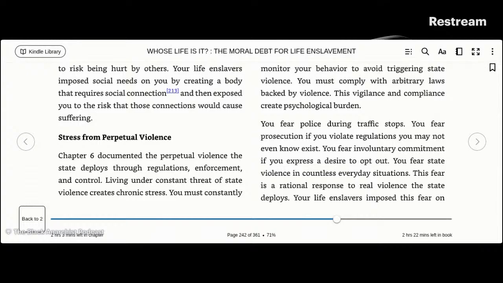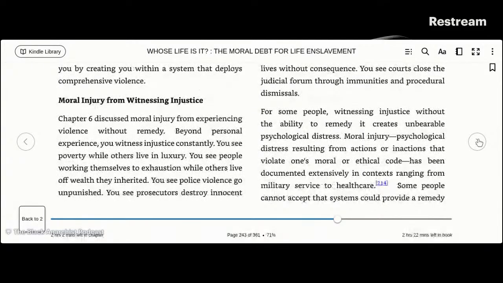You fear police during traffic stops. You fear prosecution if you violate regulations you may not even know exist. You fear involuntary commitment if you express a desire to opt out. You fear state violence in countless everyday situations. This fear is a rational response to real violence the state deploys. Your life enslavers impose this fear on you by creating you within a system that deploys comprehensive violence.